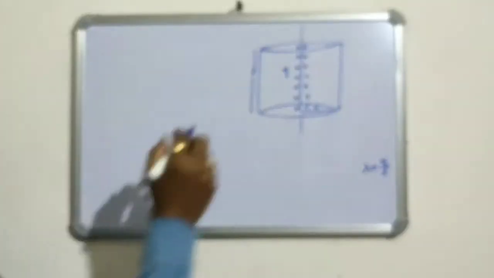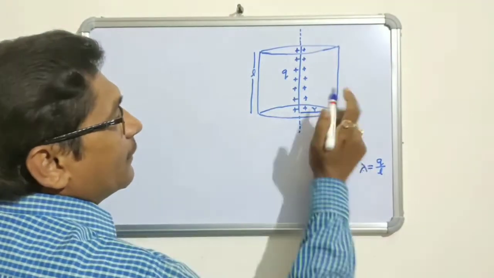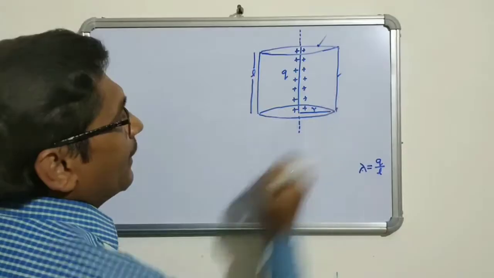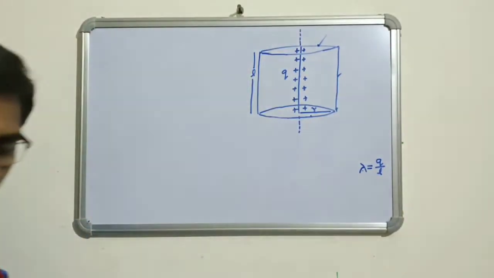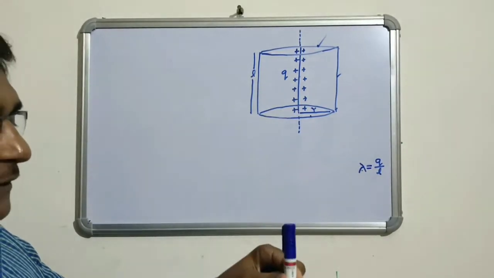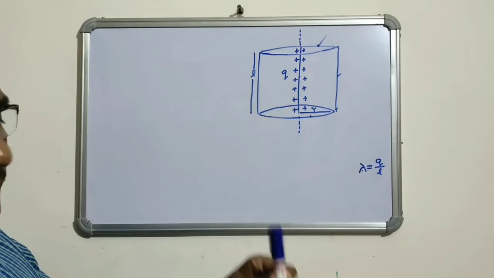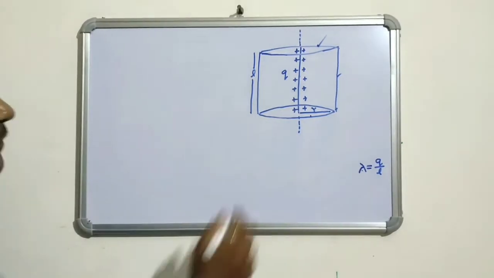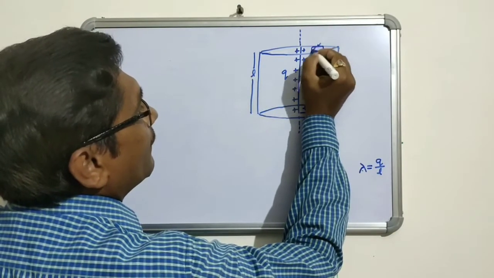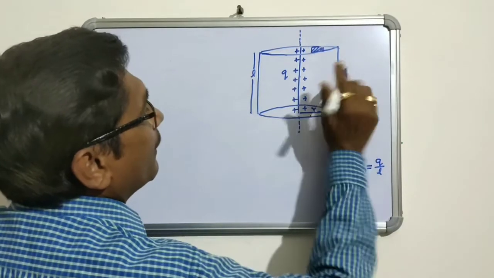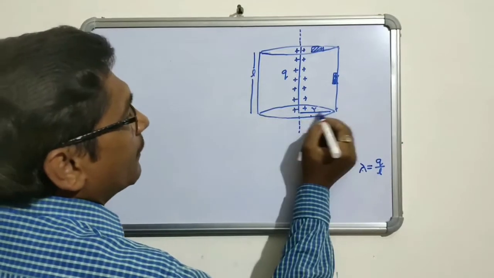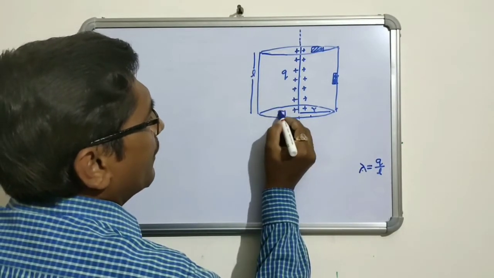Okay, so we have considered three surfaces. One is a circular surface, this is the cylindrical surface, and this is again a circular surface. Suppose this is a cylindrical wire, this is a circular surface, another circular surface, and this is a curved surface. So we have assumed one is this surface, another is this surface, and third is this.